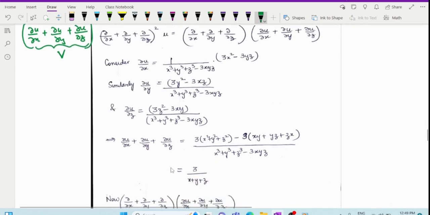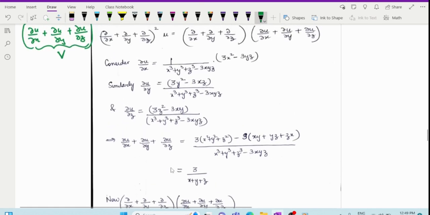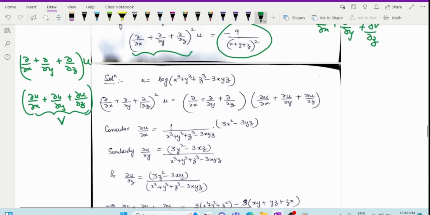It's very easy to simplify del u by del x plus del u by del y plus del u by del z, because your function is log. So del u by del x is 1 upon this expression into the derivative with respect to x. So that's your del u by del x. Del u by del y is written similarly, del u by del z is written similarly.